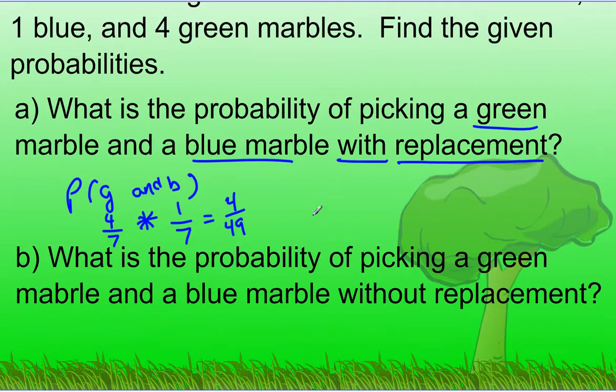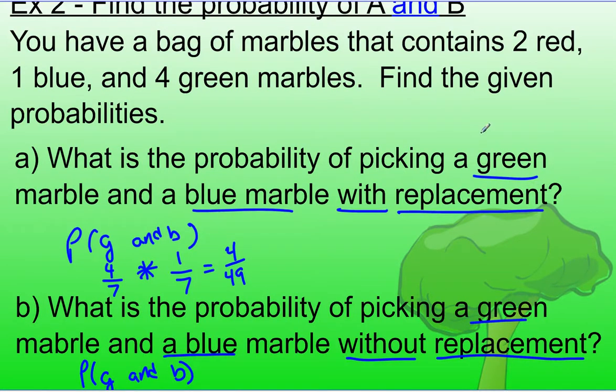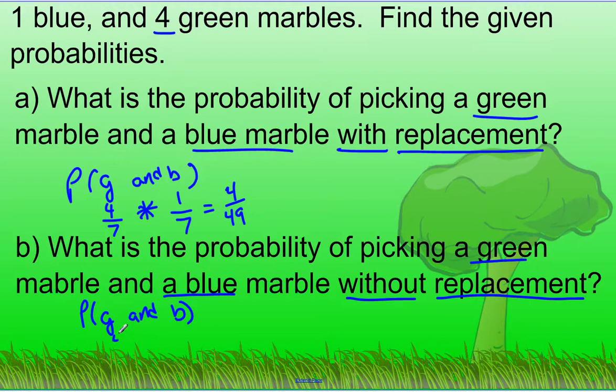Letter B. What is the probability of picking a green marble and a blue marble without replacement? So now it's the same scenario, except now we're not replacing. So we want the probability of a green and blue without replacing. Again, the chance of getting a green marble from that bag at the beginning of the scenario is 4 out of the 7.